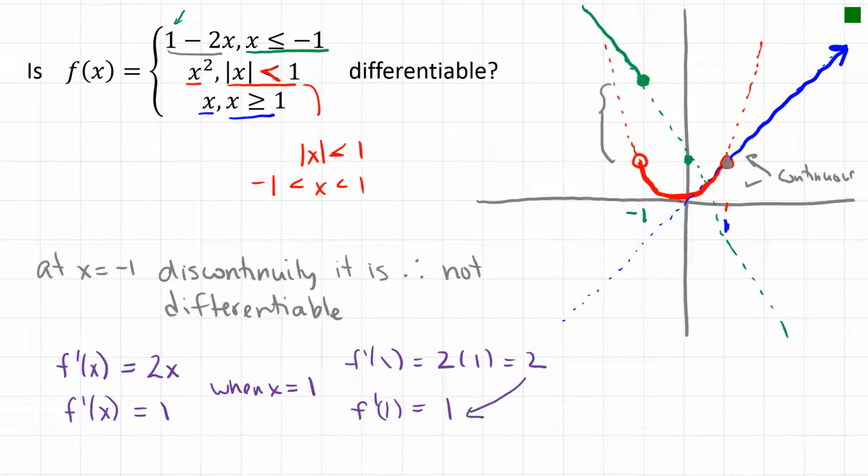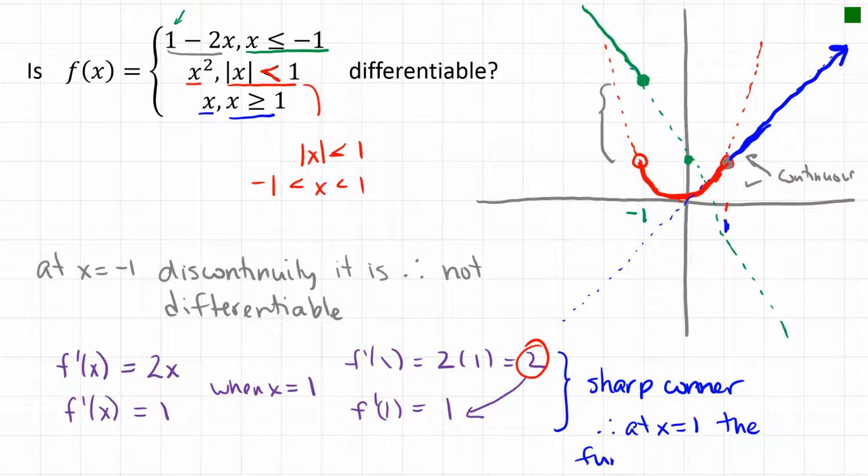So these are not the same, which means the slope that the parabola has is steeper, it's 2, than the slope of the straight line coming out of that point. So that indicates there is a sharp corner, and therefore at x equals 1, the function is not differentiable.